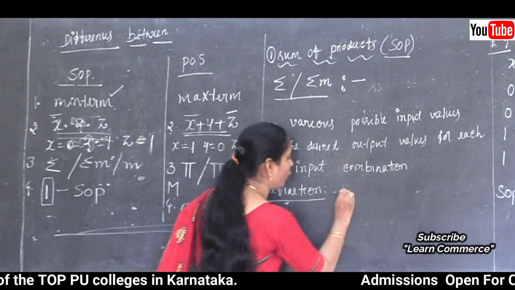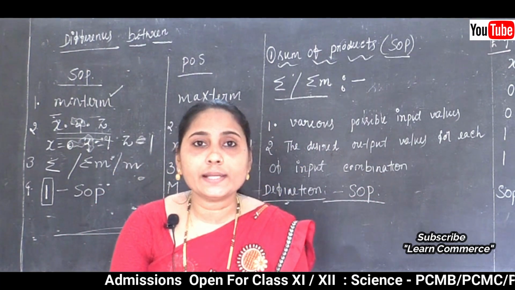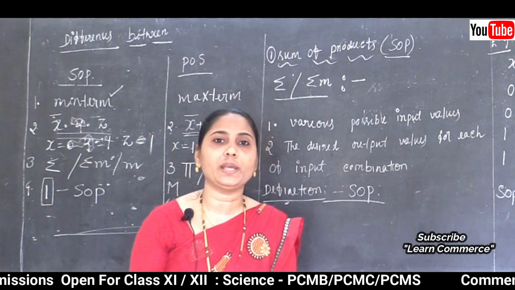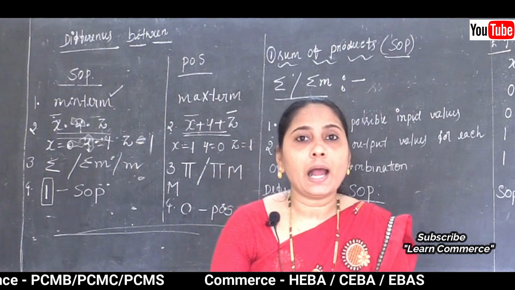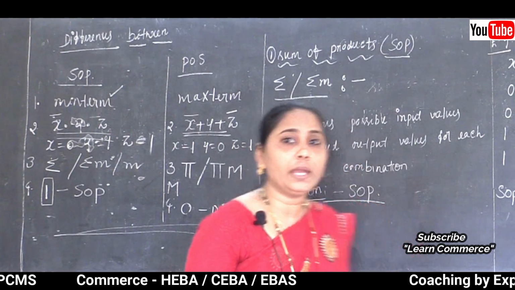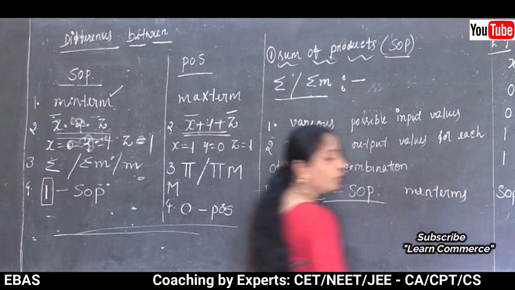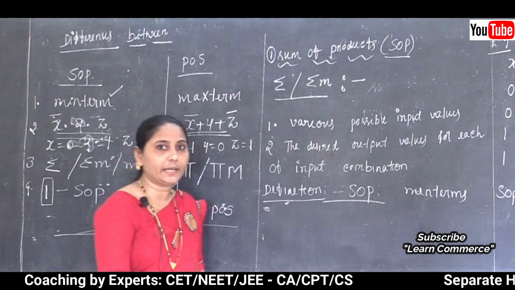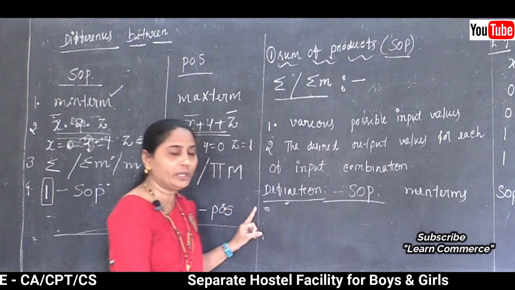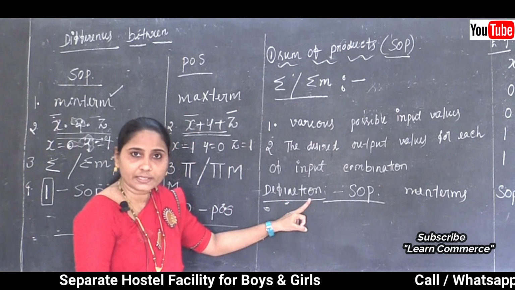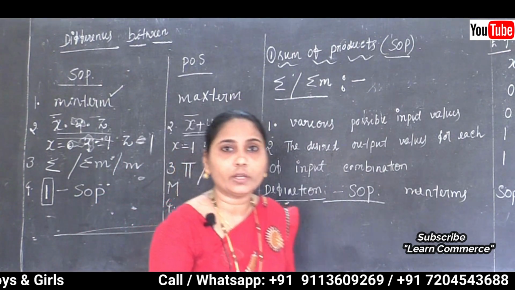Definition of the SOP. We know the full form SOP is sum of the product. When a Boolean expression is represented purely as a sum of the min terms, it is said to be in canonical SOP form. Clear this point?